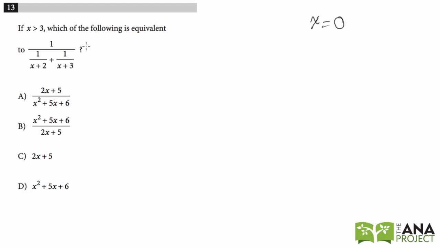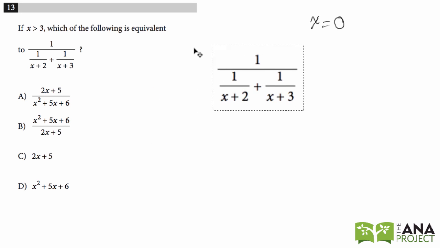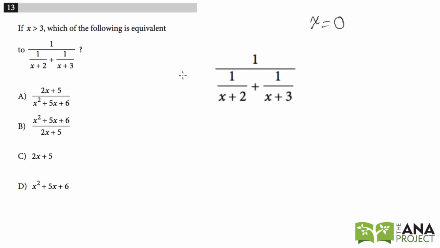So this expression over here, I'm just going to copy over. Wherever there's an x, I'm going to replace it with a 0. So 0 plus 2 would be 2, so I'm just going to cross that out. And then 0 plus 3 would be 3. So 1/2 plus 1/3, let's just focus on the denominator for right now.